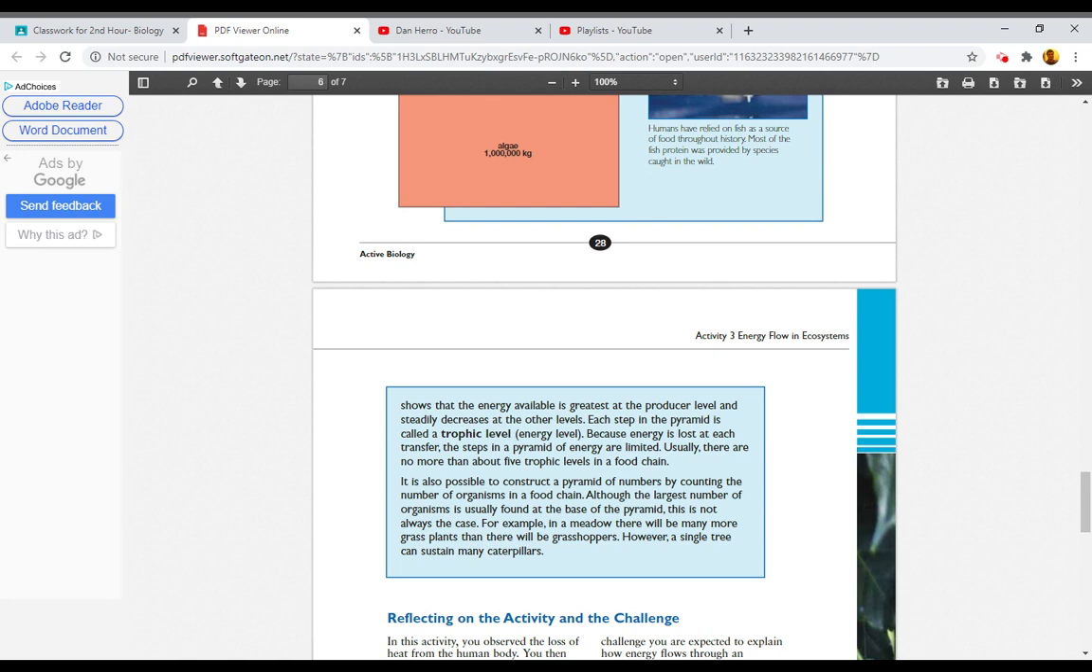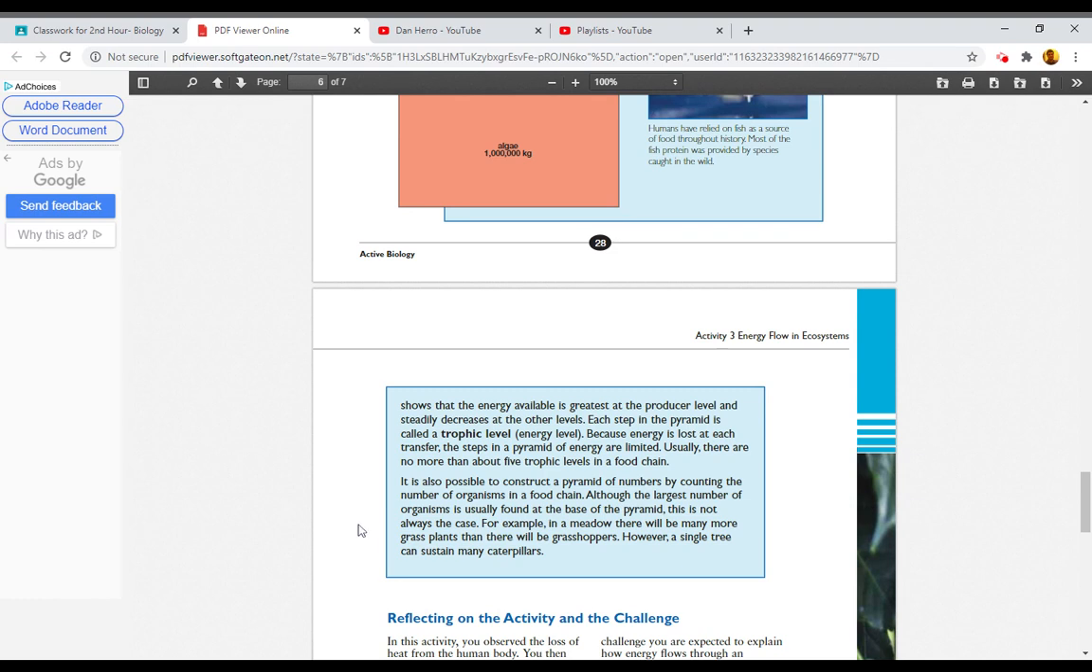Usually there are no more than about 5 trophic levels in a food chain. It is also possible to construct a pyramid of numbers by counting the number of organisms in a food chain. Although the largest number of organisms is usually found at the base of the pyramid, this is not always the case. For example, in a meadow, there will be many more grass plants than there will be grasshoppers. However, a single tree can sustain many caterpillars.